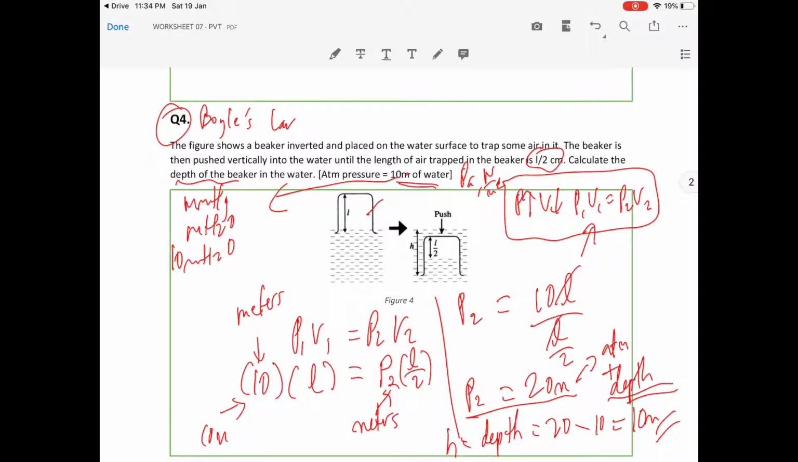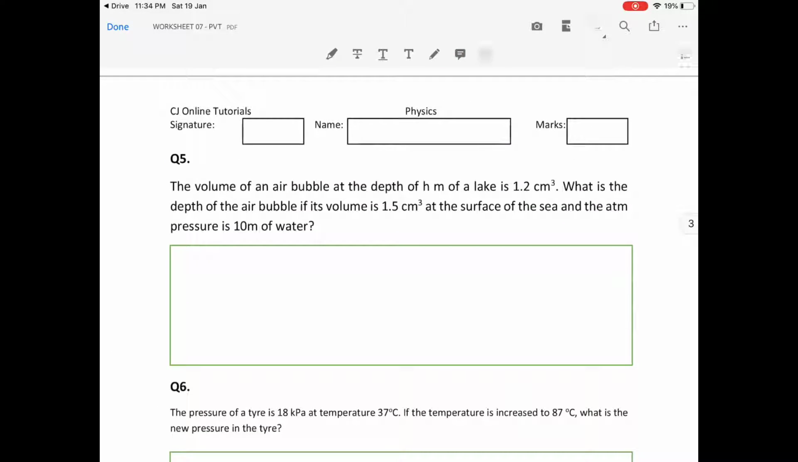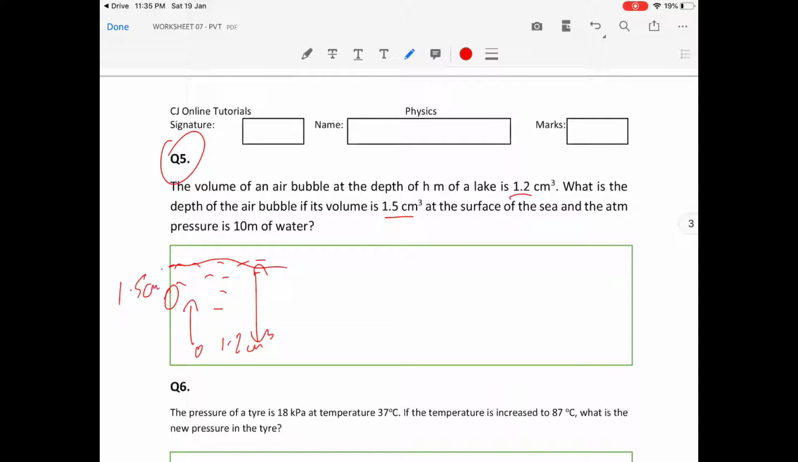Let's take a look at another Boyle's law question, question 5. It says the volume of an air bubble at a depth of H meter from the lake is 1.2 centimeter cube. What is the depth of the bubble if its volume is 1.5 centimeter cube? Based on the inverse relationship of pressure and volume, has the bubble gone up or down? Obviously it has gone up, because the volume is now bigger, so the pressure is lesser now. Initially it's 1.2 centimeter cube, now it's 1.5 centimeter cube.